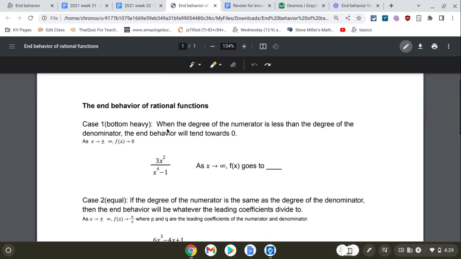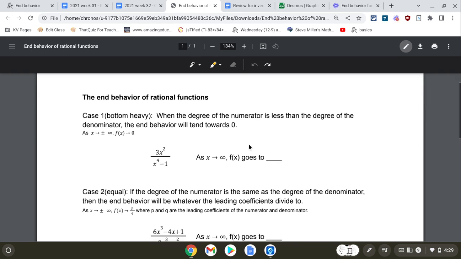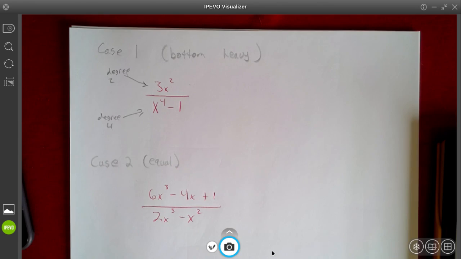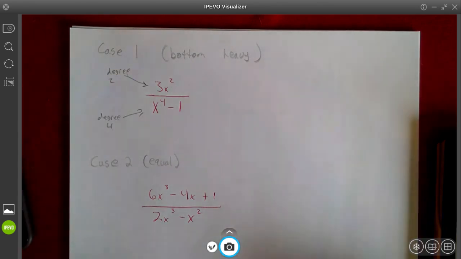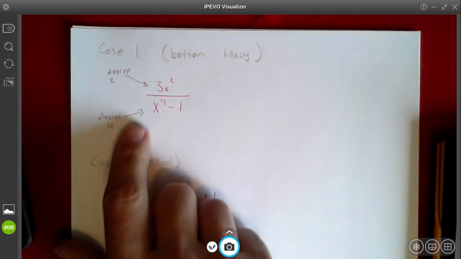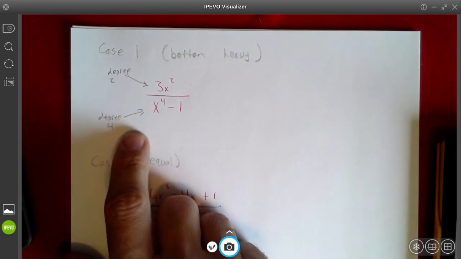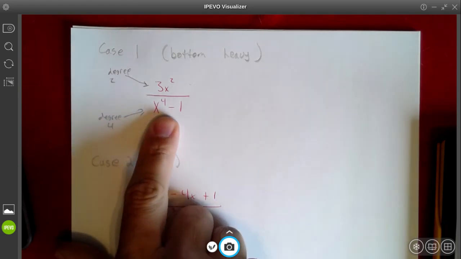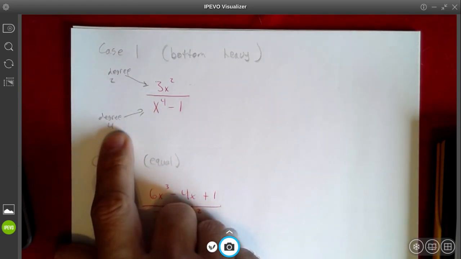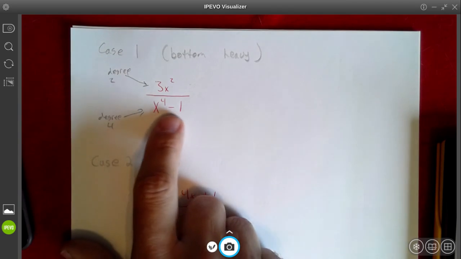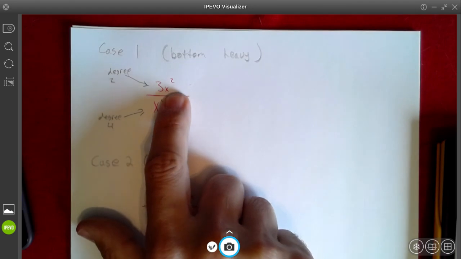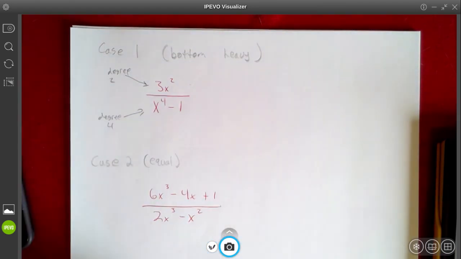So you should have this set of notes in there somewhere. Read those. It kind of defines the rules, but I'm going to show you the rules. Okay. So the first case is considered the bottom heavy case. And the reason this is bottom heavy is because the degree of the denominator is degree 4. It's not because it has two terms. It's just because the degree of this polynomial is higher than the degree of the top polynomial. It only has degree 2.